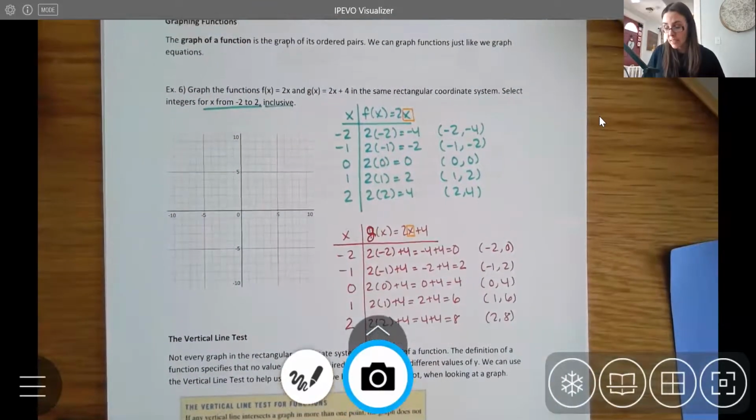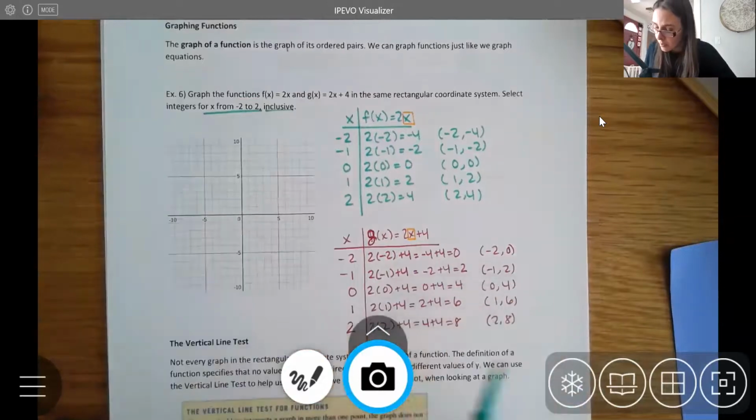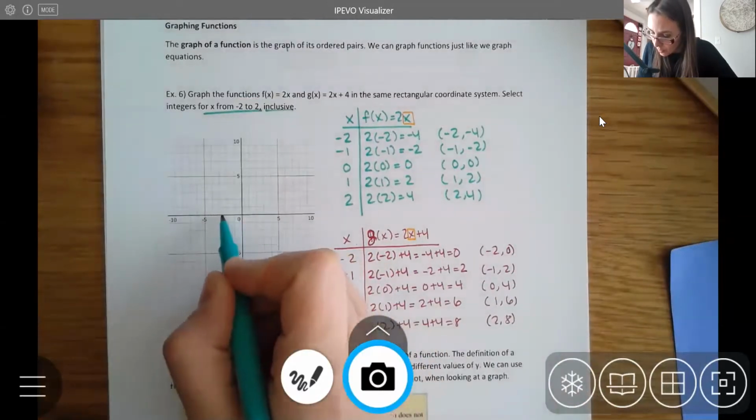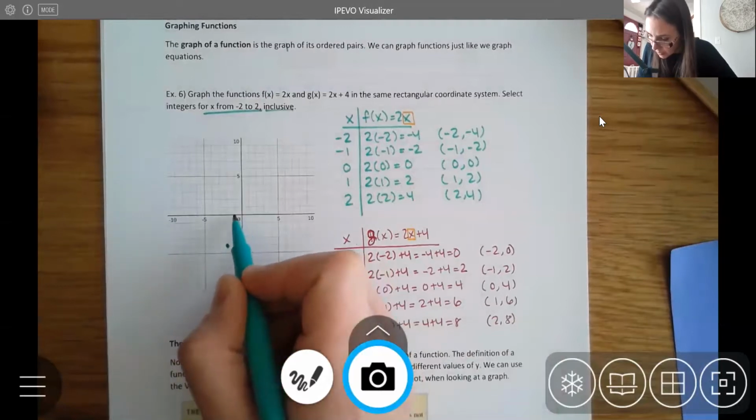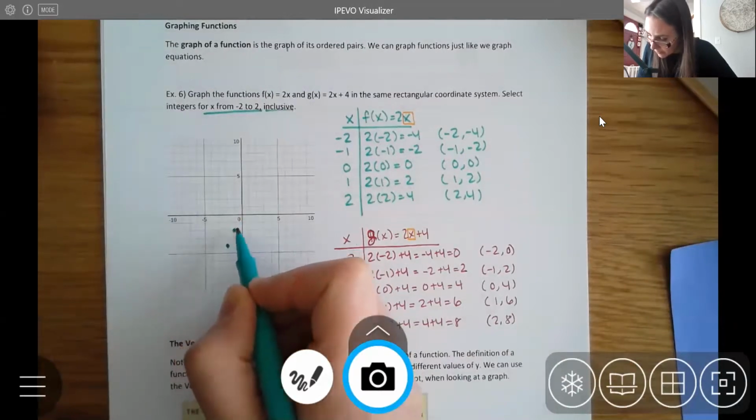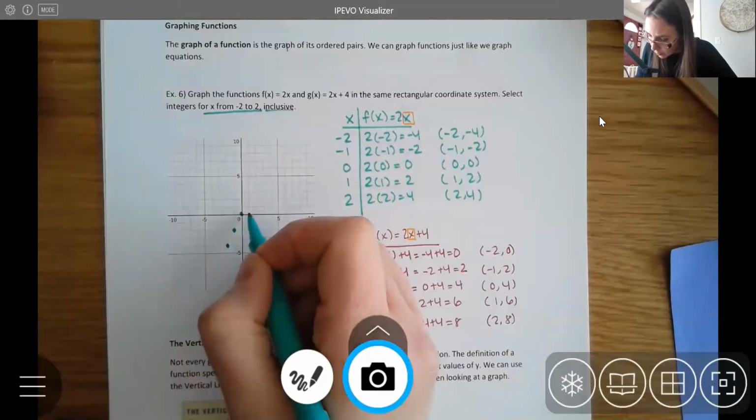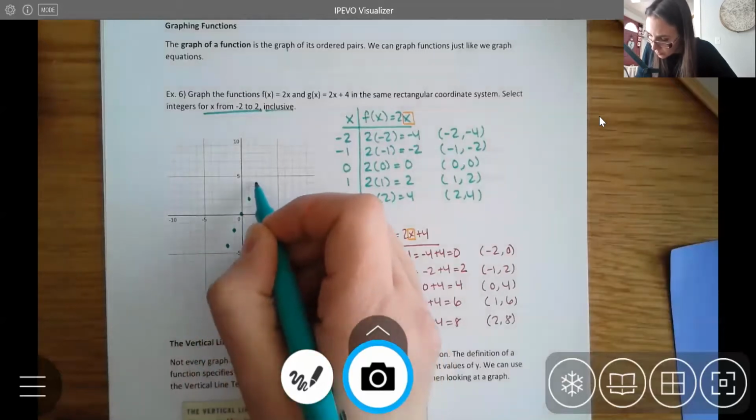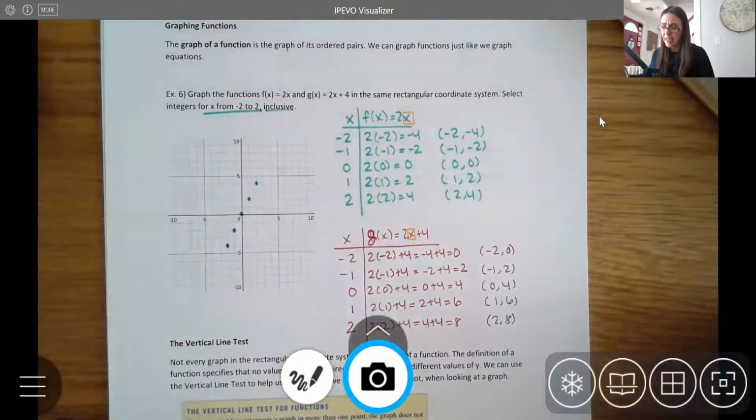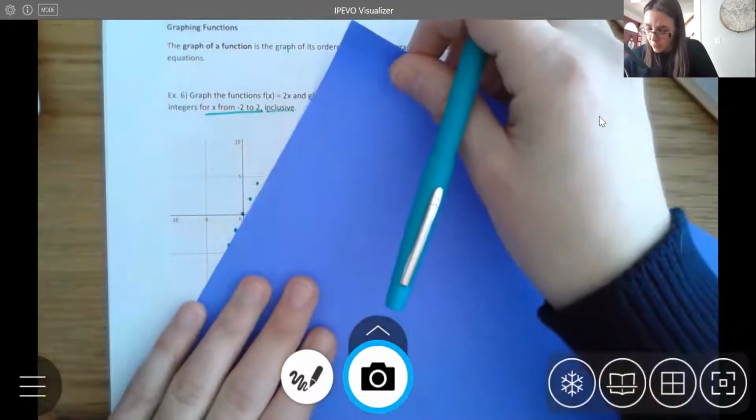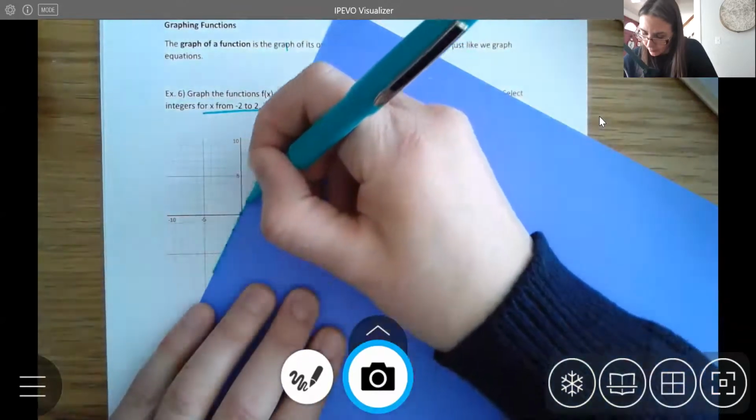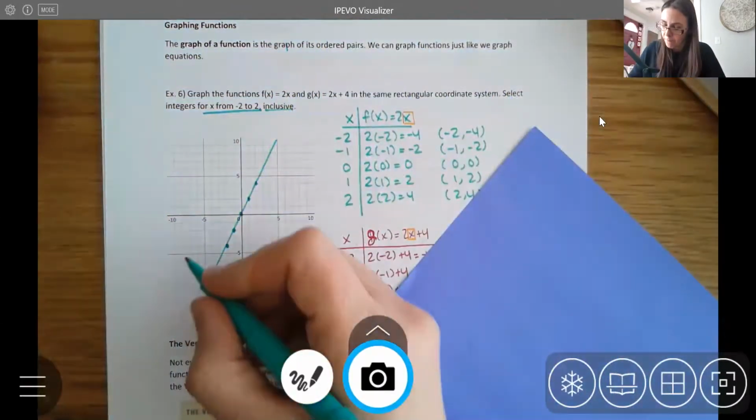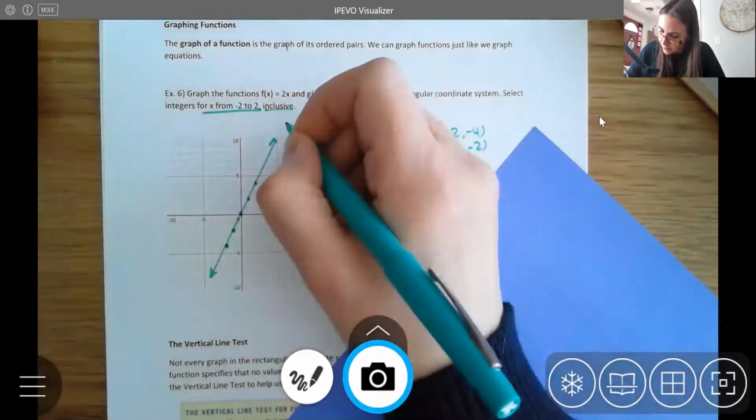Now we're just going to plot. So there's nothing different here. I'm going to plot my points. So let's see, I have -2, -4. Make sure I don't make any mistakes this time. -1, -2; 0, 0; 1, 2; and 2, 4. And again, I have a nice linear equation here. So you can see that my graph is just forming a straight line. All right, so this is f of x.